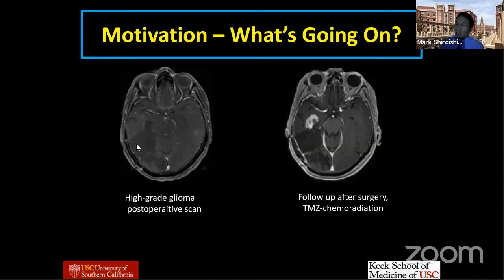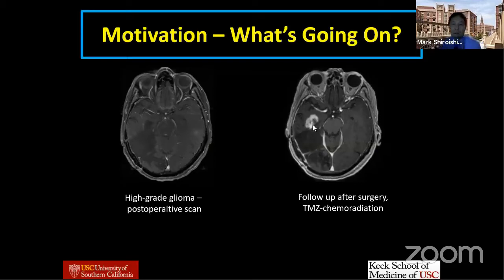Then you follow it with imaging every few months or so. And then you get your chemo radiation with temozolomide, which is a standard of care upfront for newly diagnosed high-grade gliomas. And very often, unfortunately, you'll find that many patients start to develop these new or increasing lesions.